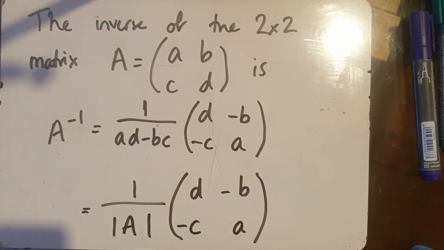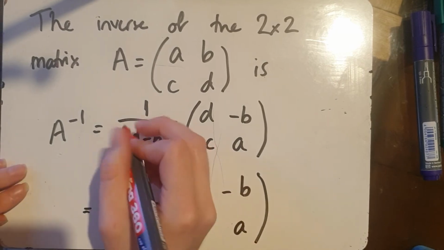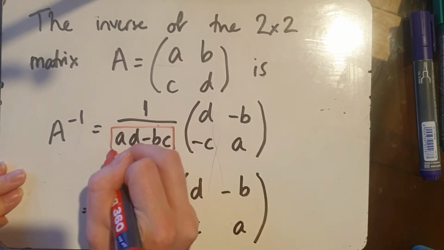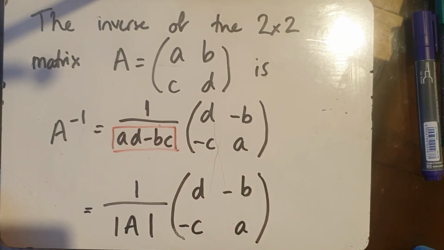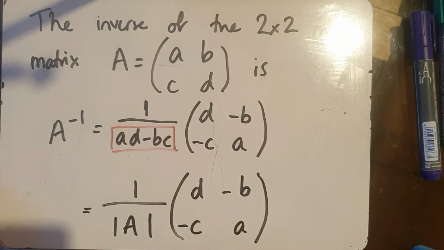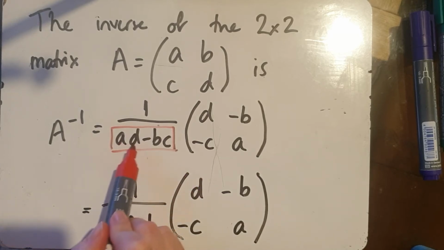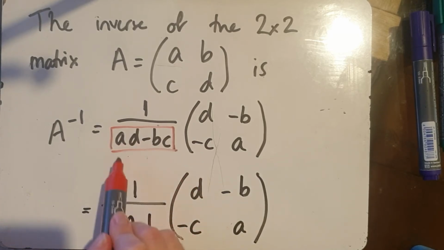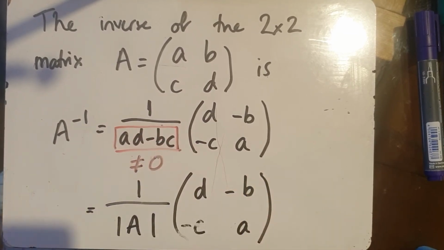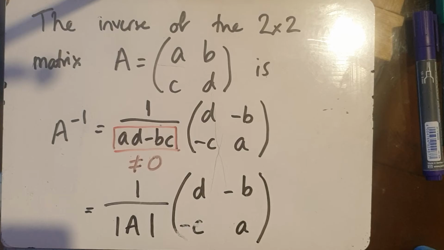Now it's important to note that we're dividing here by AD minus BC. So this only works if AD minus BC is not equal to 0, because otherwise we would be dividing by 0.